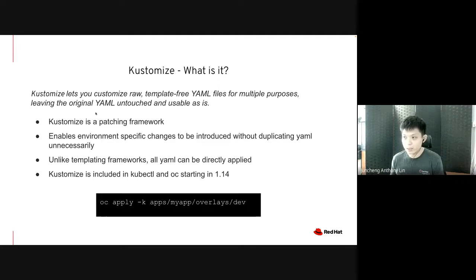So really, Kustomize is a patching framework. You can do things like base and overlay, which we will see later on. So we are able to enable environment-specific changes to be introduced without duplicating too many YAML files. Of course, we still have to define the necessary YAML files, but we don't want huge chunks of repetitive YAML everywhere inside the Git repository; it's going to be quite messy from that perspective. So we will be able to apply all the YAML directly. And of course, it started from kubectl, and from OC itself, it starts from 1.14 onwards.